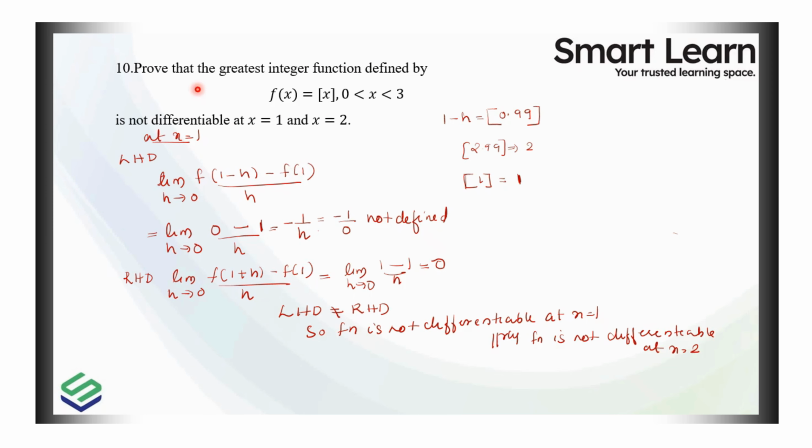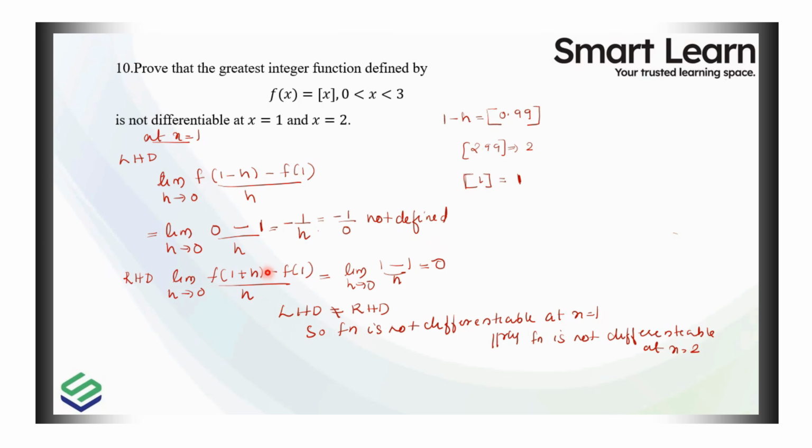Then the last question. Prove that the greatest integer function is not differentiable at x equal to 1 and x equal to 2. Children, you already know this is not continuous, so it is not differentiable, but we are checking that. So at x equal to 1, what is our LHD? Limit h tends to 0, f of 1 minus h minus f of 1, by h. For 1 minus h, if it is 0.99, what is our answer, children? It will be 0. So 0 minus f of 1, which is 1, by h, that is minus 1 by h, which is not defined. Substituting h as 0, minus 1 by 0 is not defined.